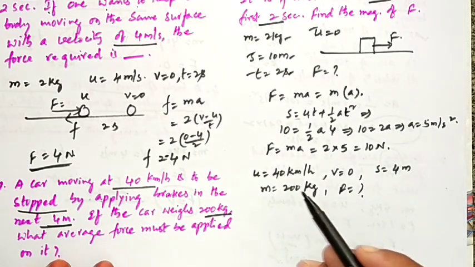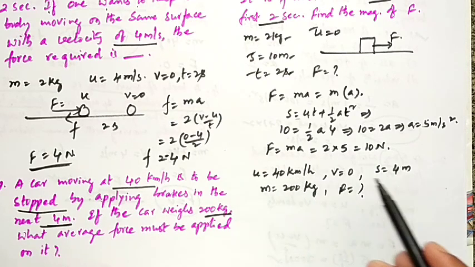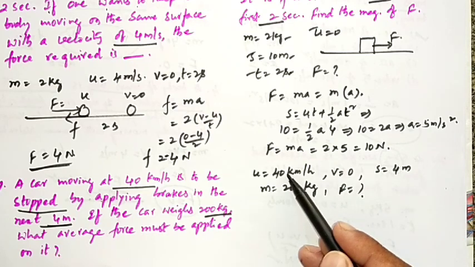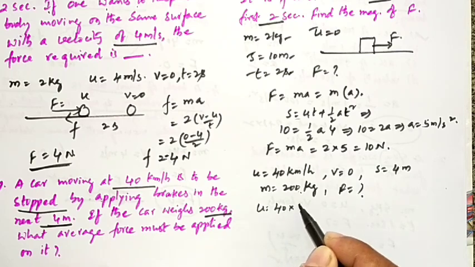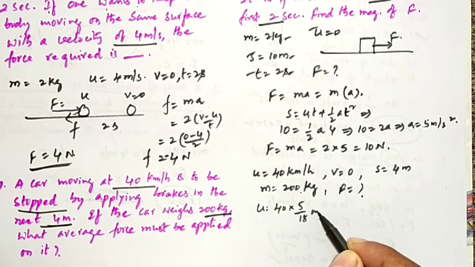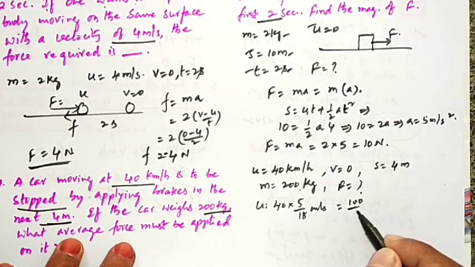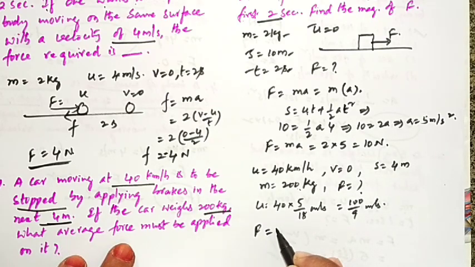Now see that here initial velocity is given in kilometer per hour and distance is given in meter, so these are not in the same system. So first you convert that. u is equal to 40 into 5 by 18 meters per second. This is our conversion factor. So this is 100 by 9 meters per second. Now F is equal to, what is the formula? ma, that is, we need a.